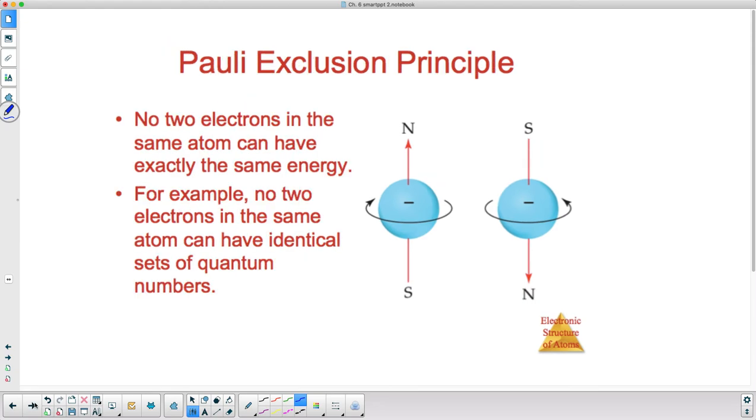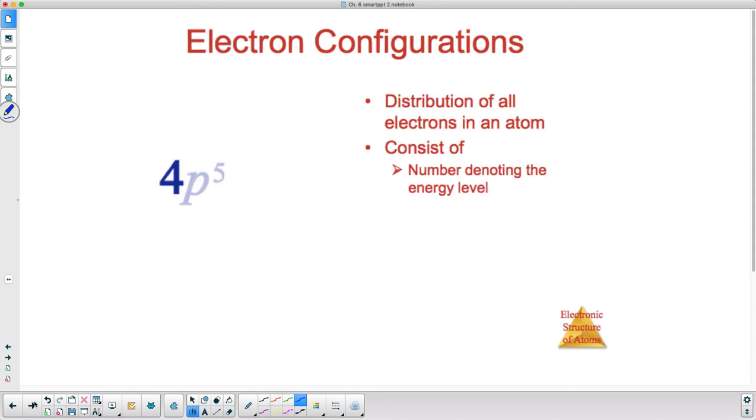The Pauli exclusion principle says no 2 electrons can have exactly the same energy. That means that no 2 electrons can have exactly the same identical sets of quantum numbers. The quantum numbers describe the energy, so therefore, okay, let's keep going.